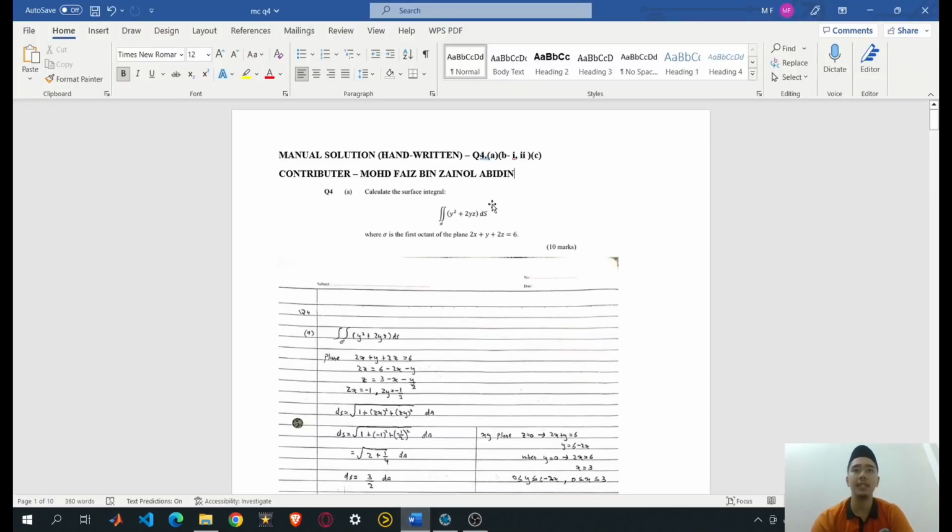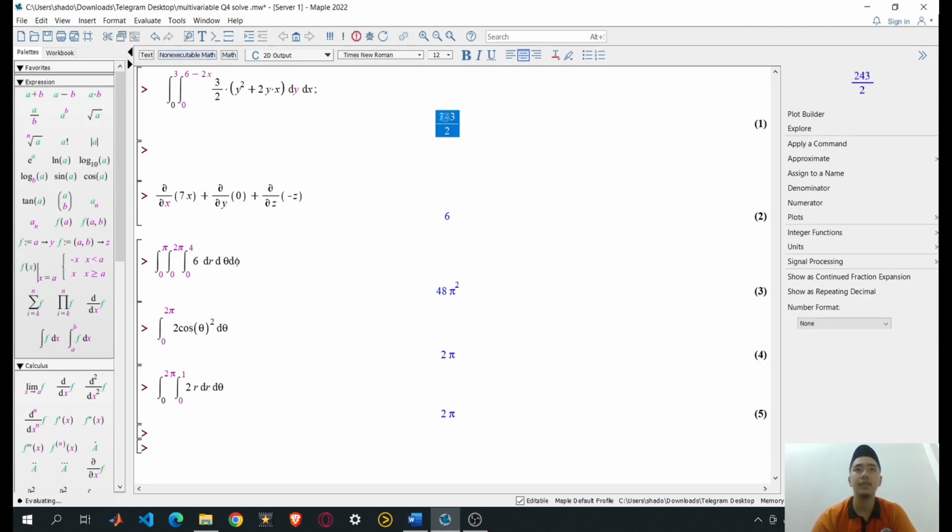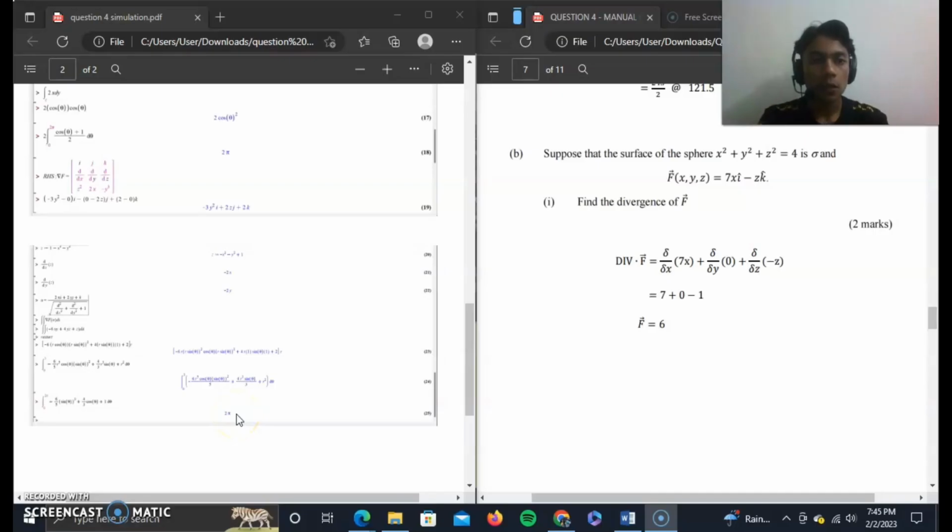Today I will be presenting question 4 of the multivariable calculus assignment, the simulation of this question. So the first question is this one. I already put it here. The limits are 3 and 0, and then 6 minus 2x and 0, and the integrand is 3/2 times y square plus 2yx, then dy dx. The answer you will get is 243/2.